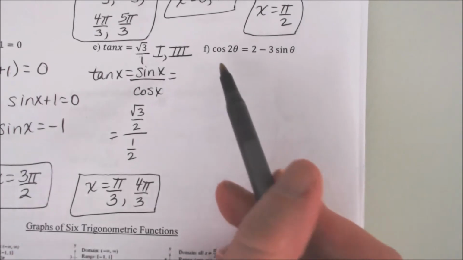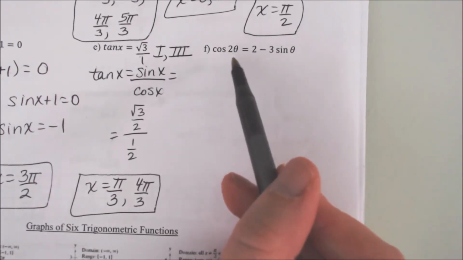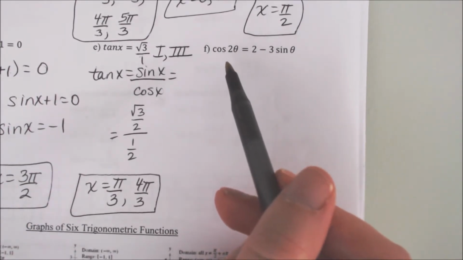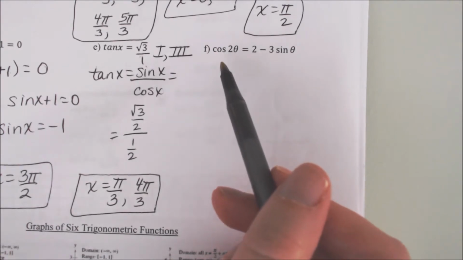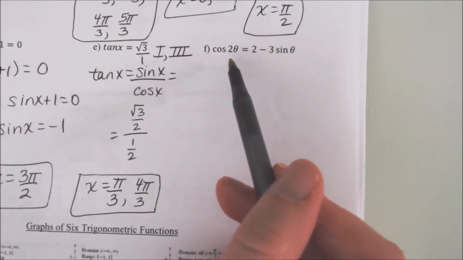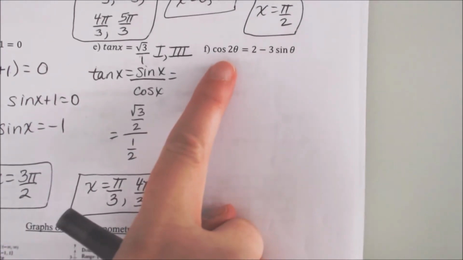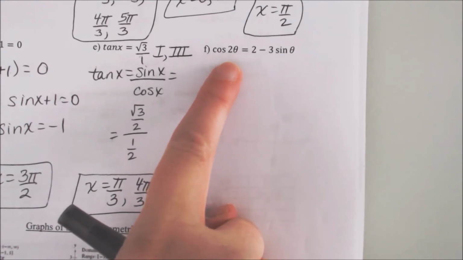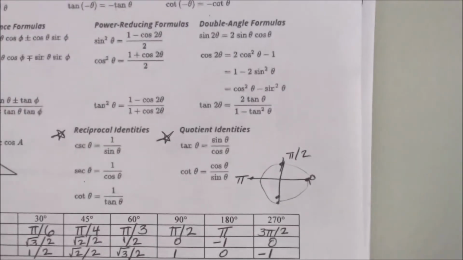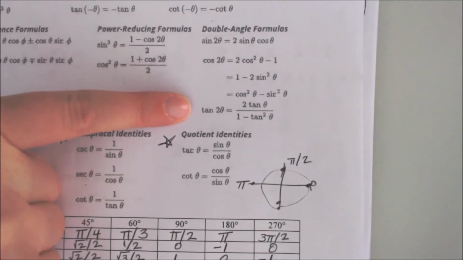Last example, so we have cosine of 2 theta now. So notice we have a double angle. I said earlier we weren't going to do much with the double angle formulas, but this is a situation where it might be helpful if we can get rid of that double angle, that 2 theta, by replacing it with one of these double angle formulas.